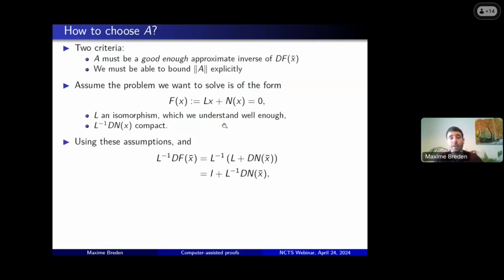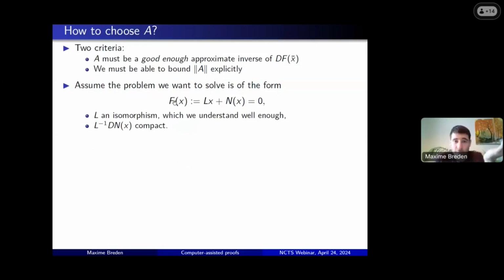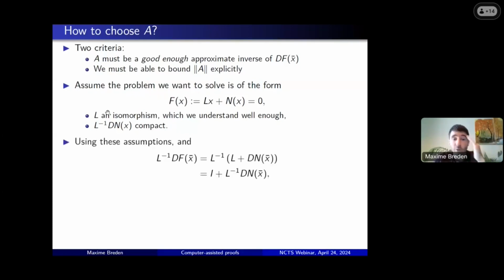And so why are these assumptions useful? Remember, the goal is to compute an approximate inverse of df of x bar. I have a first candidate, which is L minus 1, because I am assuming that L minus 1 exists and I know it. So let's compute L minus 1 times df of x bar.